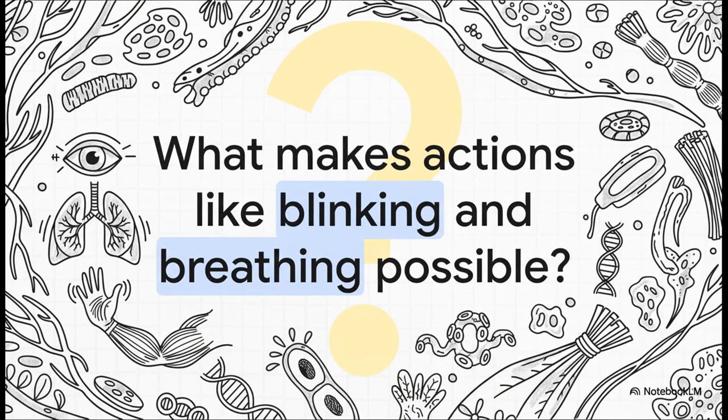Okay, I want you to do something for me right now. Just blink your eyes real quick. Now, take a deep breath. And finally, just reach over and touch your arm. So, what actually makes all of that possible? I mean, we rarely stop to think about it, right?